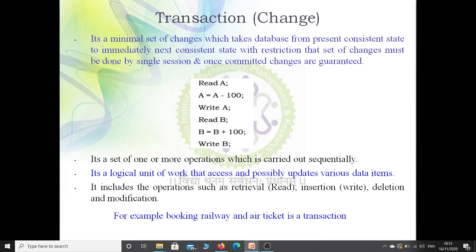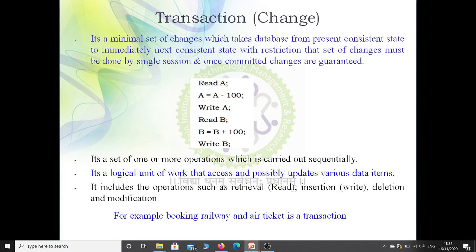So in this case what is important? Now again come back to this definition. It's a minimal set of changes which brings your database from one consistent state to another consistent state. So what do we mean by a consistent state? Suppose initially account A has 200 rupees and account B has 300 rupees. So A and B together have 500 rupees.